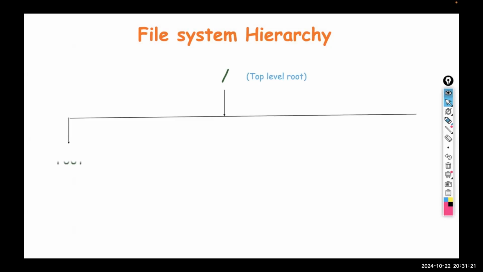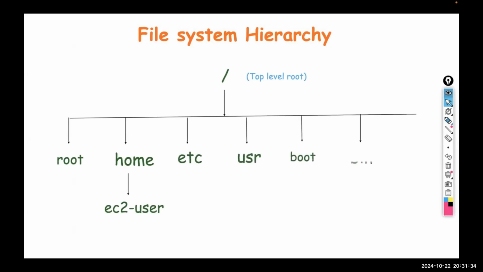What are they? They are the root directory, the home directory. Inside the home directory, we have the ec2-user directory. We have the etc directory under the top level root. We have the usr directory, boot directory, bin directory, sbin directory, and many more. I did not mention all the directories, but some of them I have mentioned, like root, home, etc, usr.